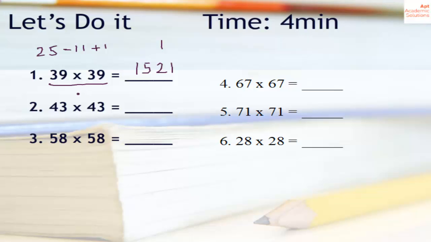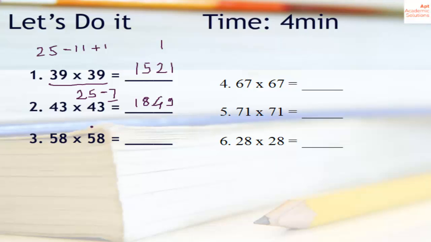Similarly for 43 into 43, what we have to do? Again we have to compare with 50. 7 is the difference. So minus 7 into minus 7 is naturally going to be 49. So 49 is going to be your right hand side. For left hand side, again what we have to do? 25 minus 7, because 7 was the difference. So this is going to be 1849.